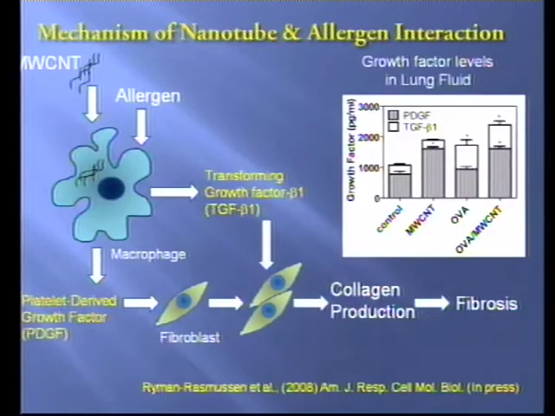There's the data that support this. Control, again, is saline alone. These are growth factor levels: gray is PDGF, open is TGF-beta. Nanotubes increase PDGF, not TGF-beta. Allergen increases TGF-beta, not PDGF, and both together could have a significant effect.